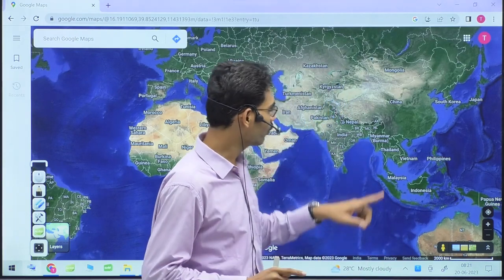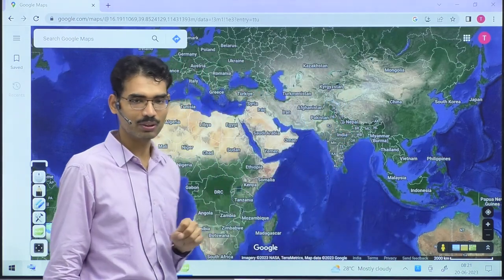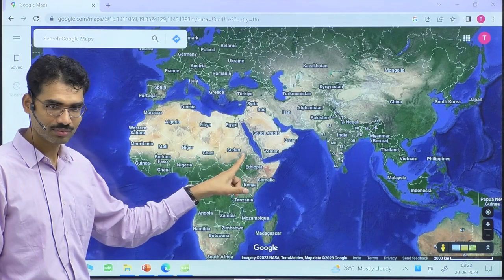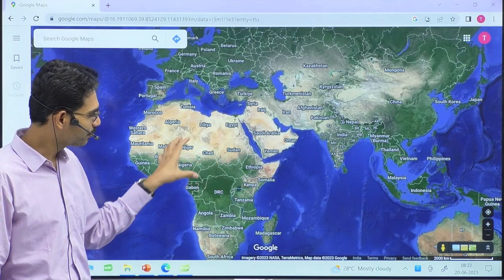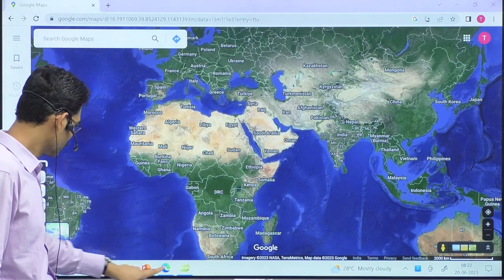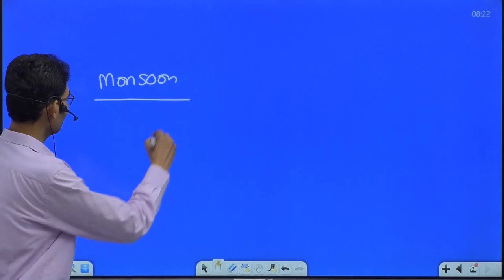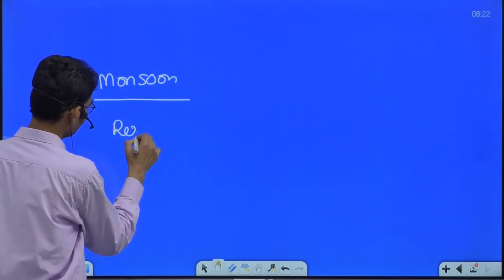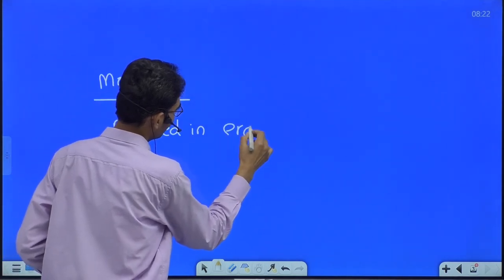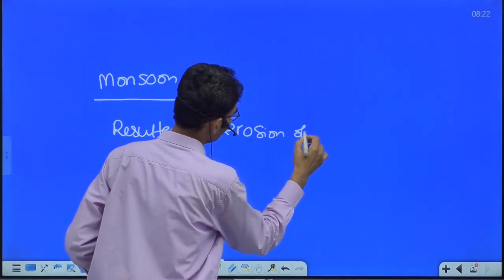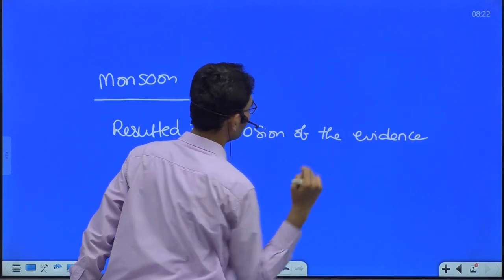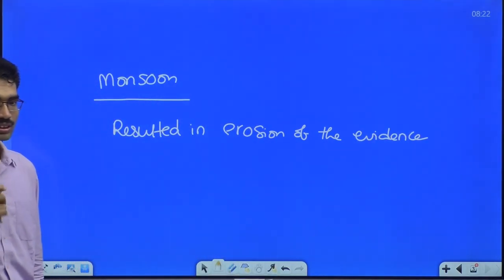So this is why one problem comes when it comes to the Indian subcontinent. But in Africa, the population is scarce, climate-wise also. That's why these evidences were preserved. Monsoon country, this resulted in erosion of the evidence. That's why human-like fossils become difficult.